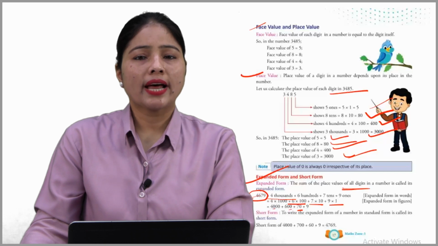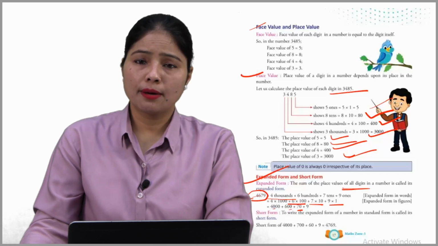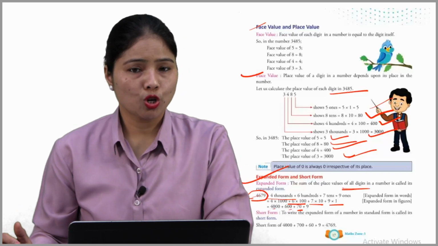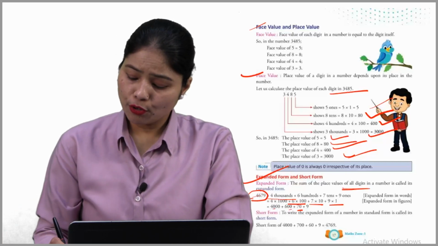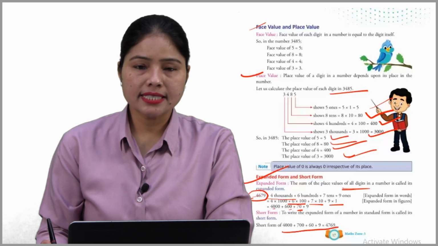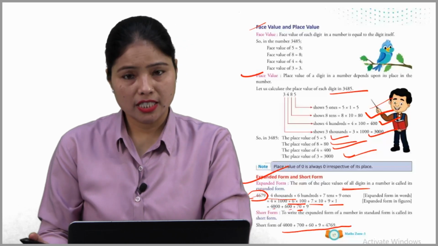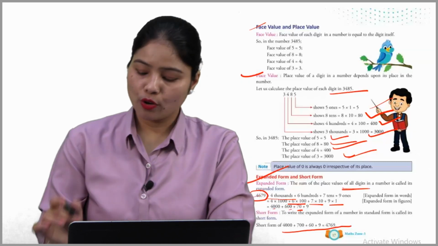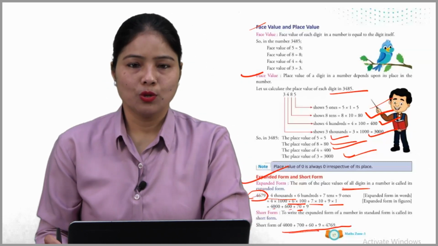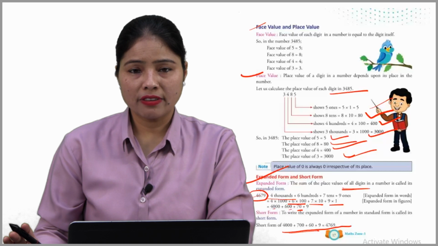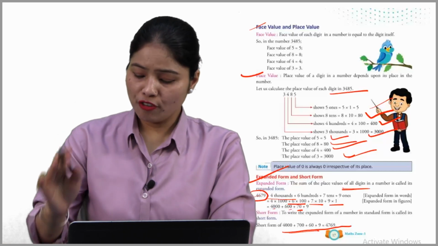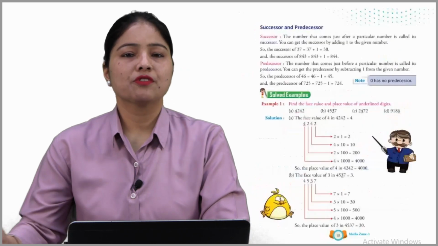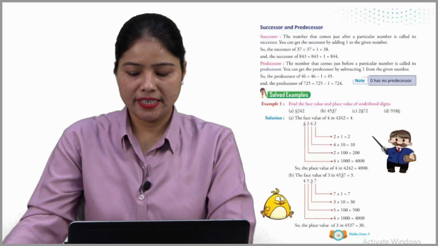Short form: to write the expanded form of a number in standard form is called its short form. So the short form is 4000 plus 700 plus 60 plus 9, which is equal to 4769. So this is the short form of that particular number. Okay, I hope you understood well. So this is the concept of expanded form and short form. Move on to the next concept, which is successors and predecessors.